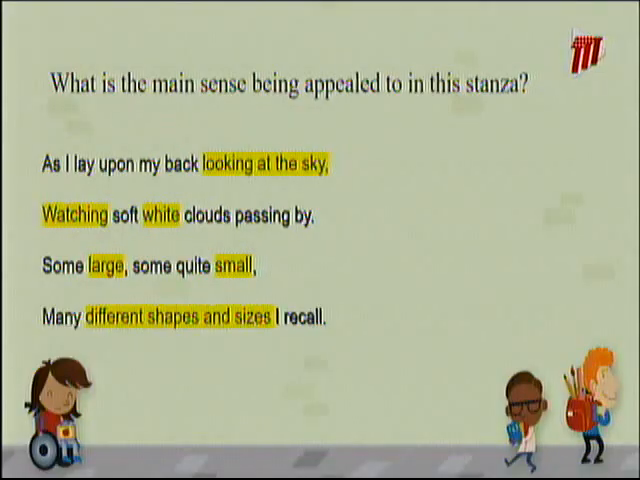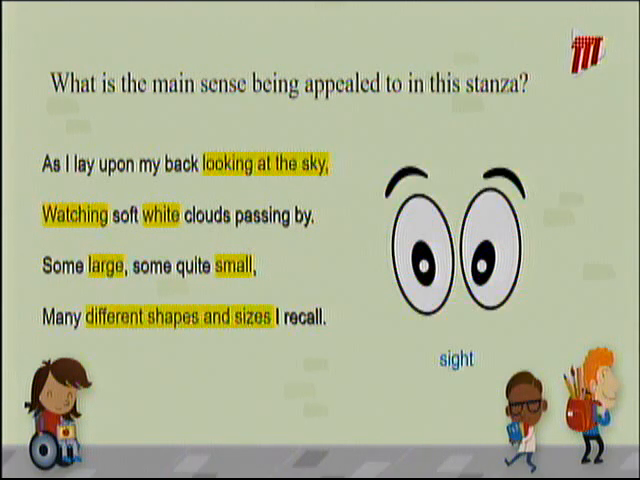Well, to be able to answer that question, what you need to do is put yourself in the place of the poet. Which sense would you use to be able to do these things that the poet is speaking about in this stanza? Which sense organ would you need to look at the sky, to watch, to see the white clouds, to see the small clouds, to see the large clouds, to see the many different shapes and sizes of the clouds floating by? Well, you guessed it correct. You would need your sense of sight. So the main sense being appealed to in this stanza would be the sense of sight.